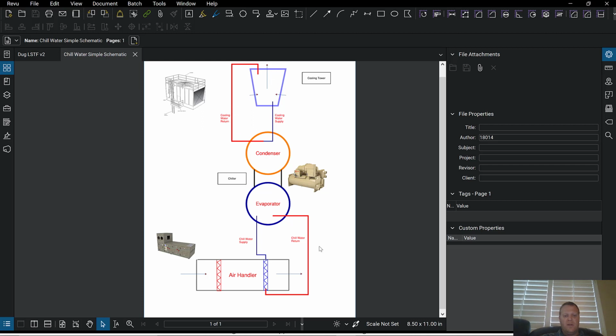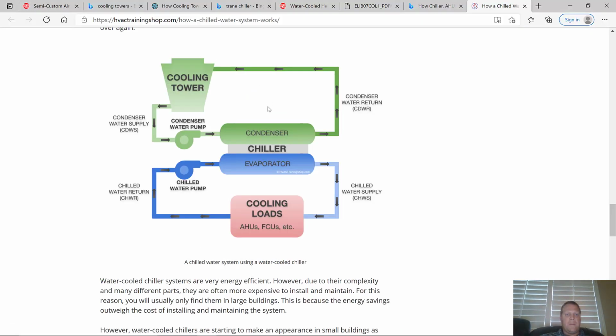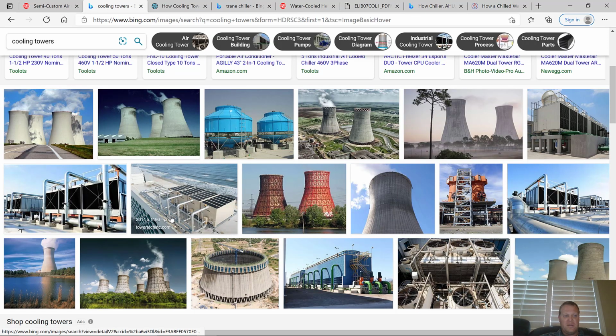So you've got three loops or two. Well, I don't know. You could call this a loop, I think. You got a refrigerant loop, you got a chill water loop, and we got a cooling water loop. So we need to go look at what this cooling tower is. And there's a lot of different versions of a cooling tower, and we'll come back to this. Let's just go look at pictures of cooling towers.